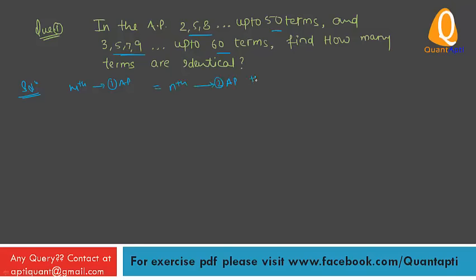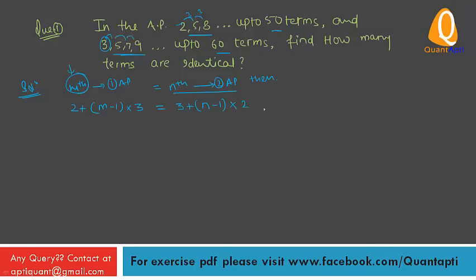Then for the mth term of the first AP, the first term is 2, so 2 plus (m minus 1) into the common difference 3 is equal to the nth term of the second AP. The nth term of the second AP is given by the first term 3 plus (n minus 1) into the common difference 2. 3 plus 2 is 5, 5 plus 2 is 7, 7 plus 2 is 9.